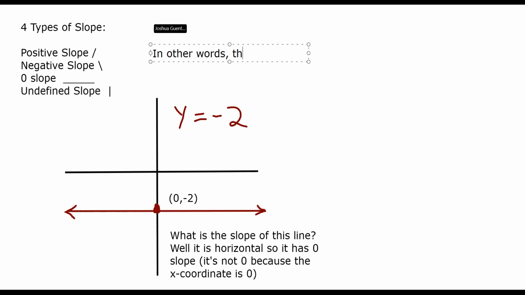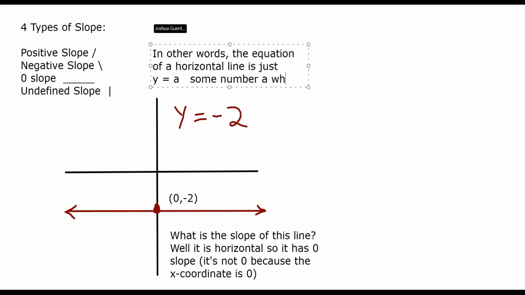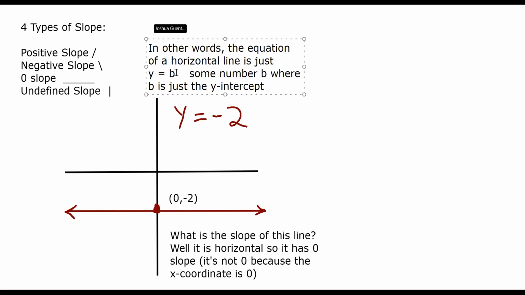In other words, the equation of a horizontal line is just y equals b, some number, where b is just the y-intercept, basically where it crosses the y-axis. And that's it.